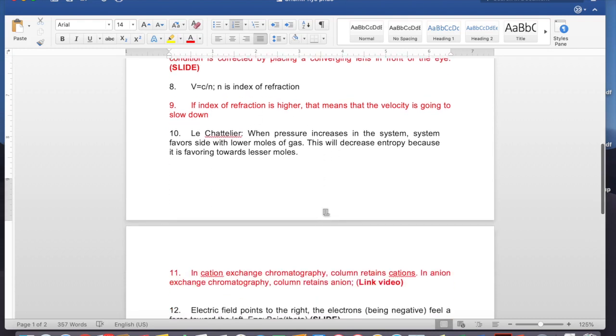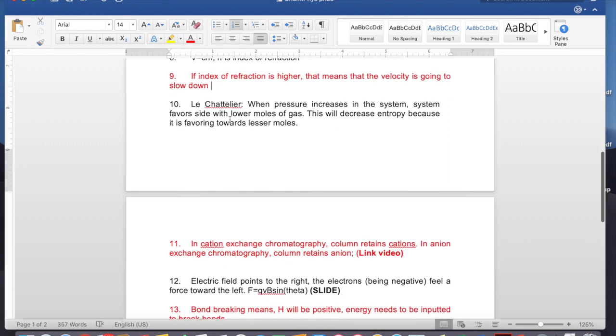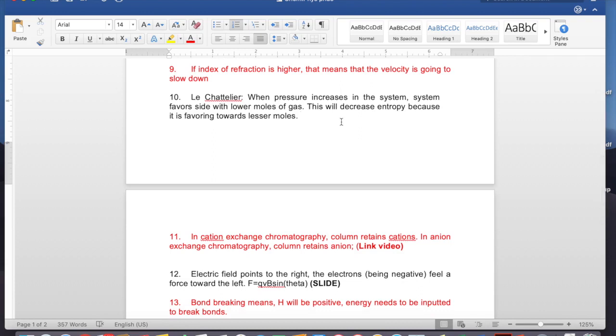Hopefully that made sense. Another one, just good to know, Le Chatelier. When pressure increases in a system, the system favors the side with fewer moles of gas. All right, this will decrease the entropy because it is favoring the side with fewer moles. No mnemonic, just for you guys to know, because I know I was getting confused over this.